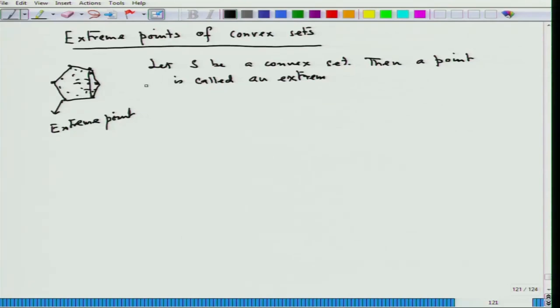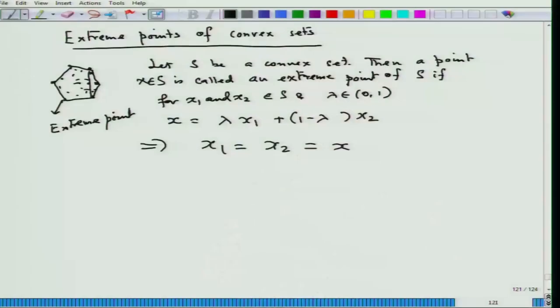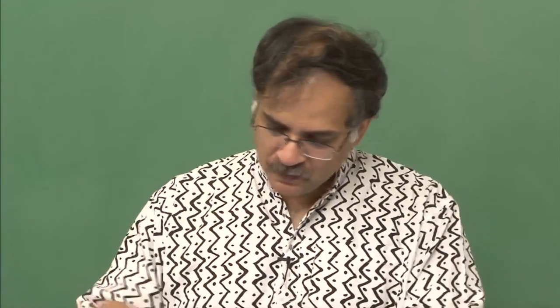If you are not happy, then I can write it like this: a point x element of S is called an extreme point of S if, for x1 and x2 elements of S and lambda an element of (0, 1), x equal to lambda x1 plus (1 minus lambda) x2 implies that x1 is equal to x2 equal to x. The only possible convex combination is when x1 and x2 are equal to x. There cannot be two distinct points such that an extreme point lies on the line segment between them, other than the two points themselves. No extreme point can be a proper convex combination of two distinct points.